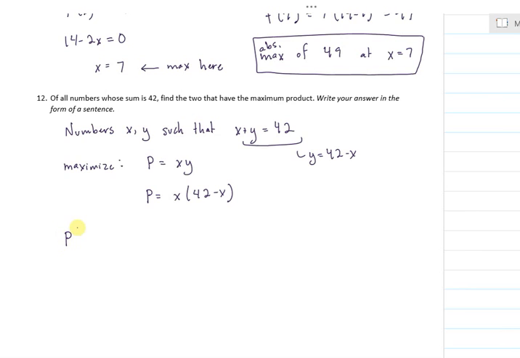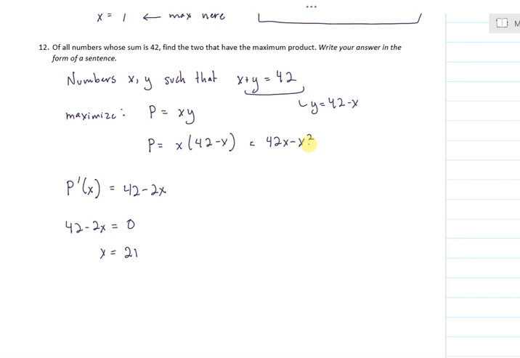Okay? So this is the same as 42x minus x squared. So my first derivative is 42 minus 2x. When I set that equal to 0, I get x equals 21. I know it's a max because this function is a parabola opening downward. And I know that means y has to also be 21 since they add up to 42.